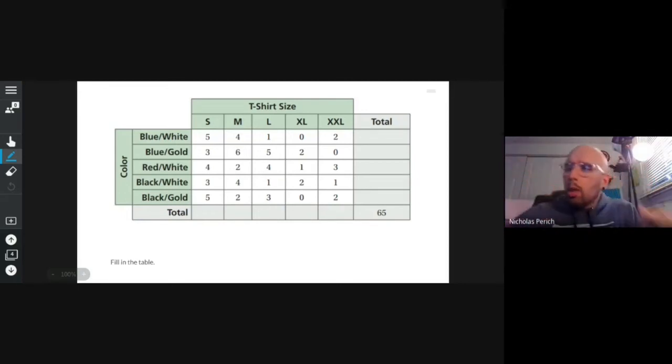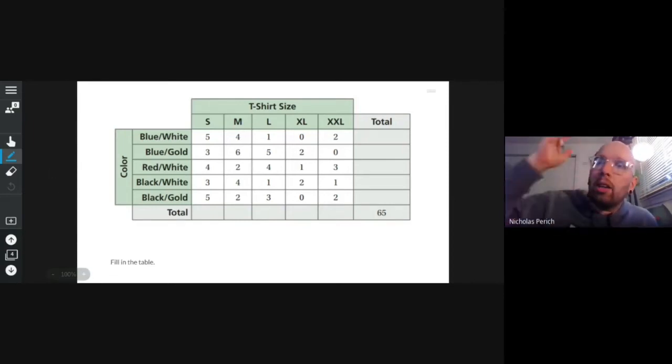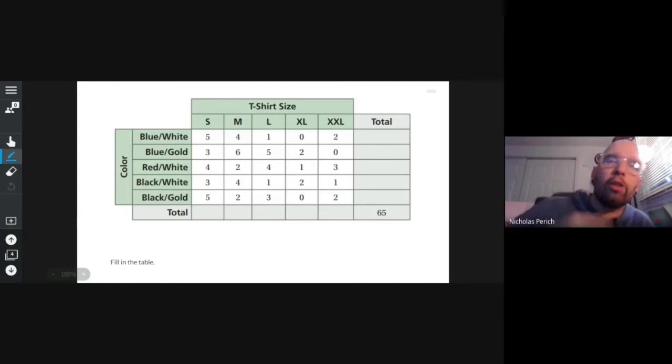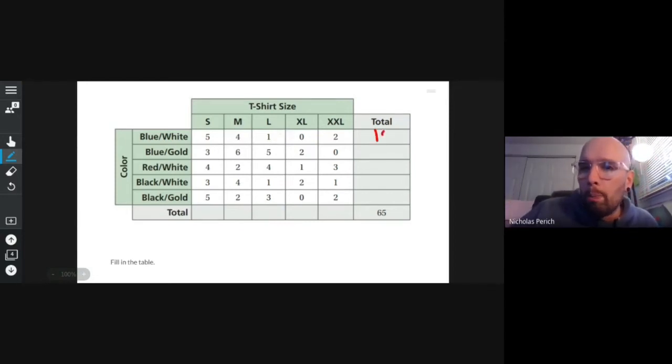Okay? If I wanted to collect t-shirt sizes and colors from you guys, and I ask a couple of you, and you want a blue white small one, and you want a blue gold medium, and you want a black and white extra large, whatever, and I tally it all up, and I need to find how many people want what, I add along the rows to figure out the total over here. So the total amount of blue and white shirts is there's going to be 5 smalls, 4 mediums, a large, no extra larges, and 2 extra larges. So 5 plus 4 plus 1 plus 2 is 12. So 12 people want blue gold.